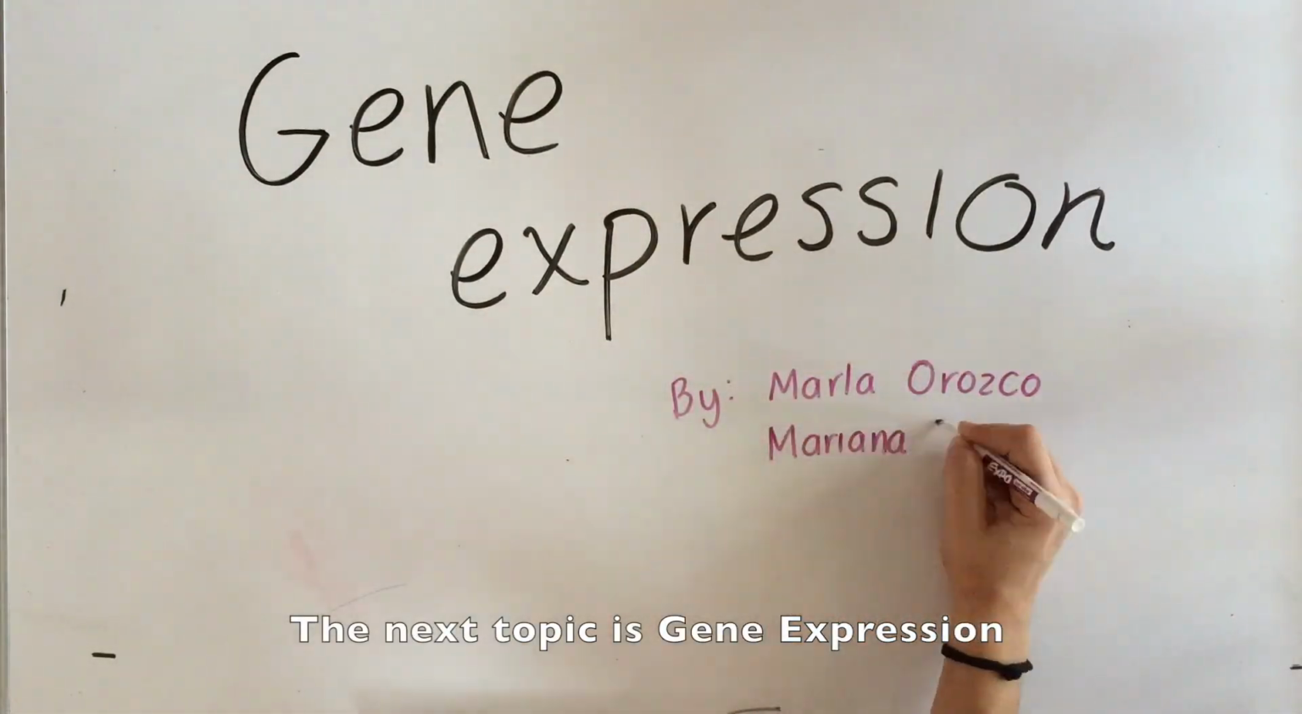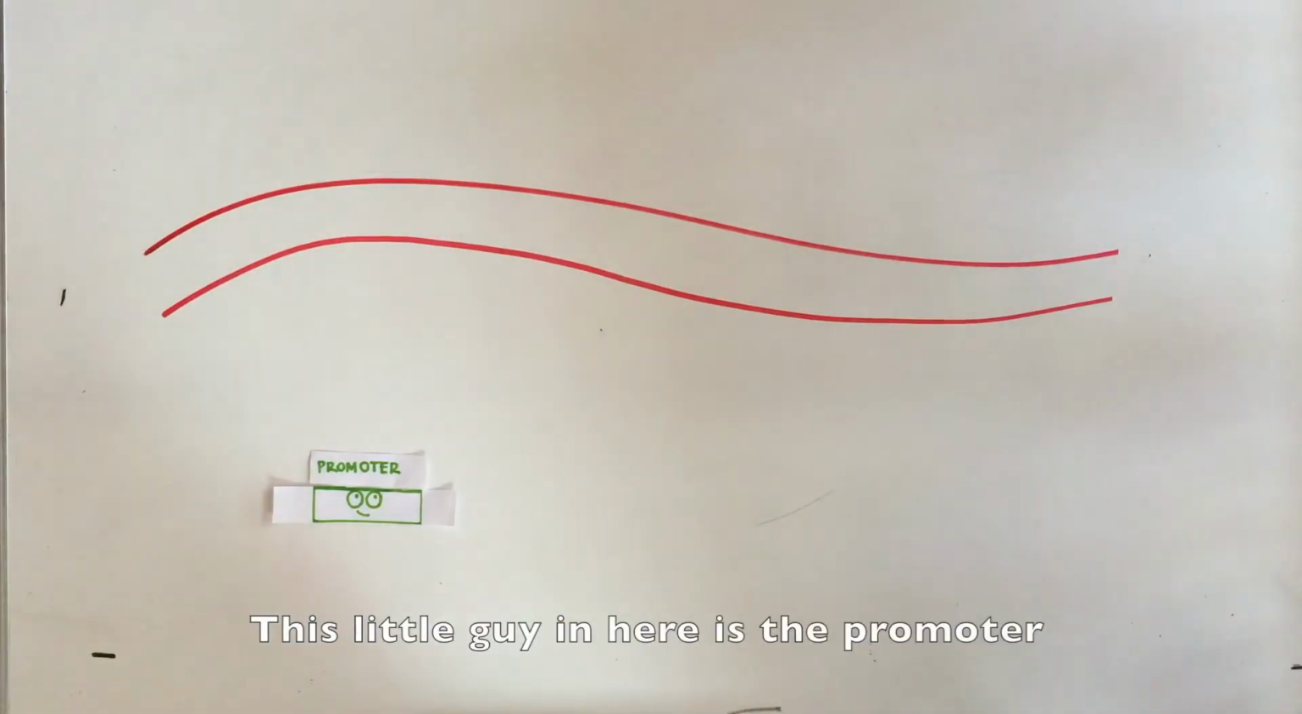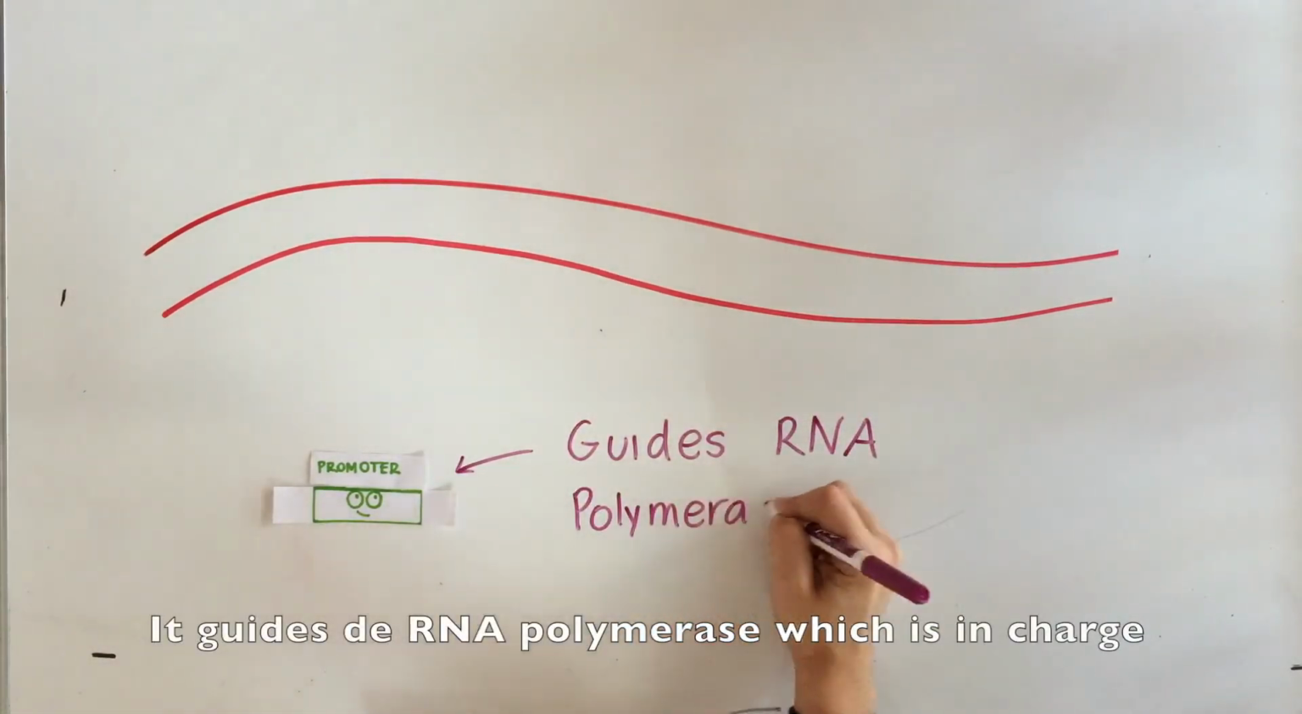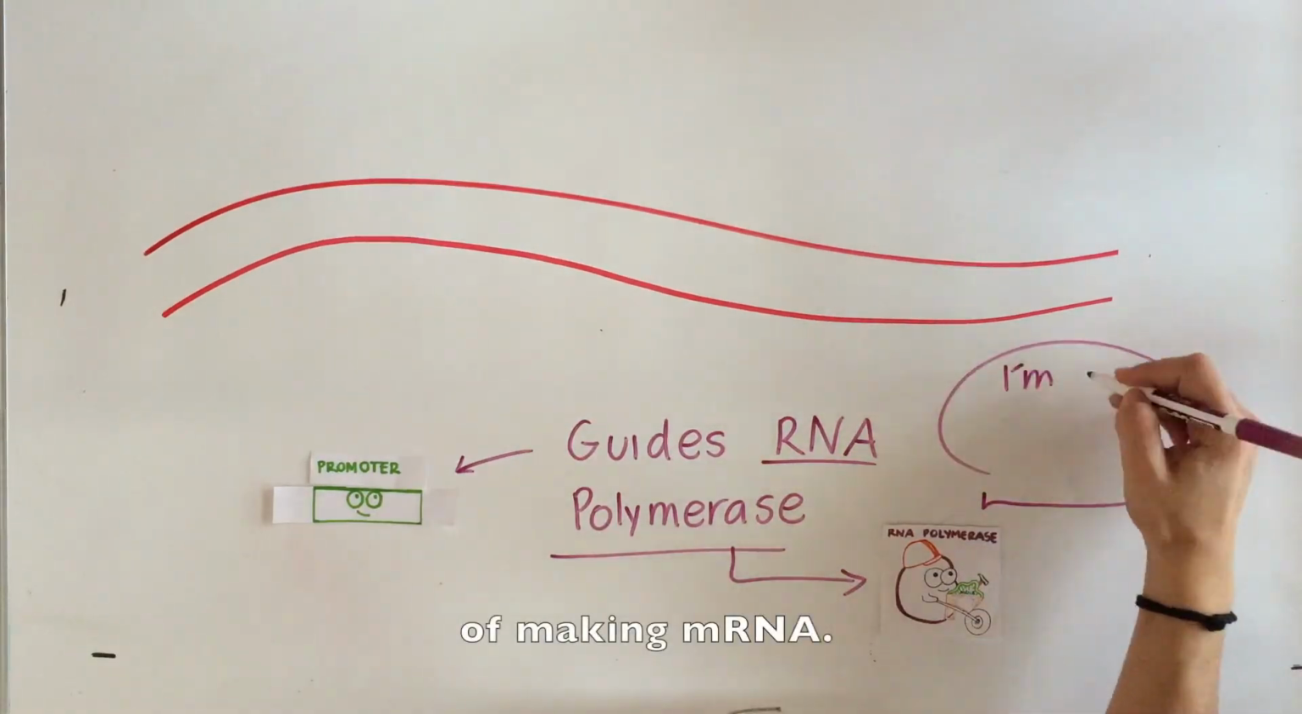The next topic is gene expression. This little guy in here is a promoter. It guides the RNA polymerase, which is in charge of making mRNA.